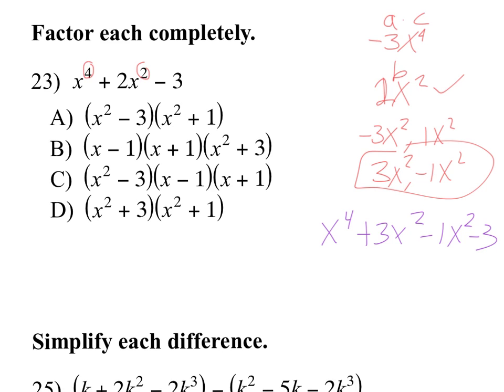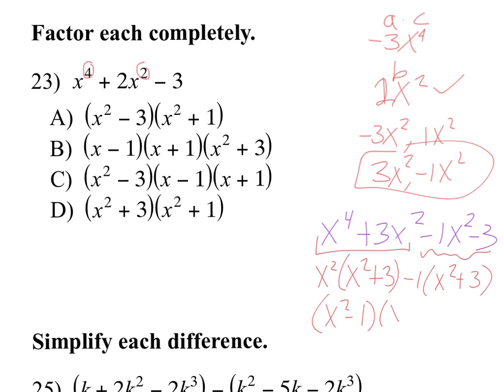I'm going to factor this by grouping. The first pieces, I've got an x squared in common. That leaves me with x squared plus 3. And for my second pieces, I've got a minus 1 I can take out of both. And that leaves me with x squared plus 3. Finally, it's going to give me x squared minus 1 and x squared plus 3.